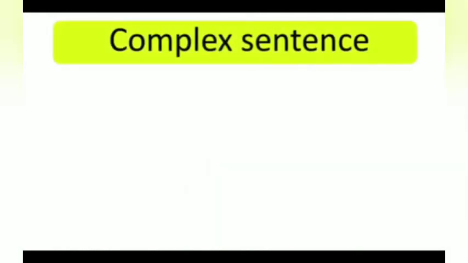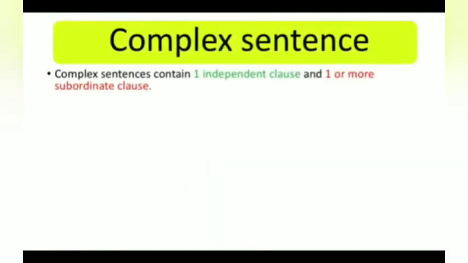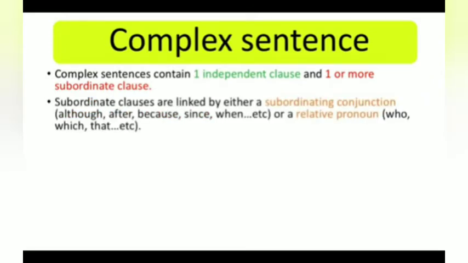Complex sentence. Complex sentences contain one independent clause and one or more subordinate clauses. Subordinate clauses are linked by either a subordinating conjunction, for example, although, after, because, since, when, etc., or a relative pronoun, for example, who, which, that, and many more.